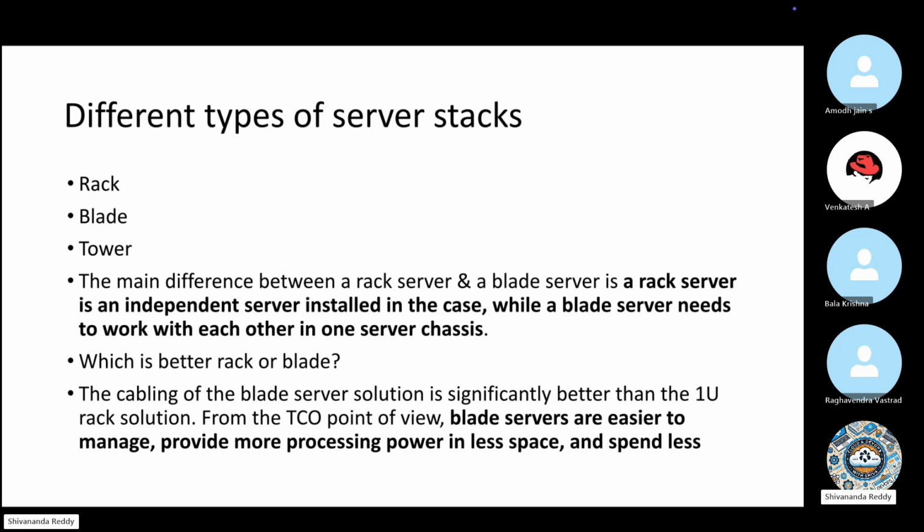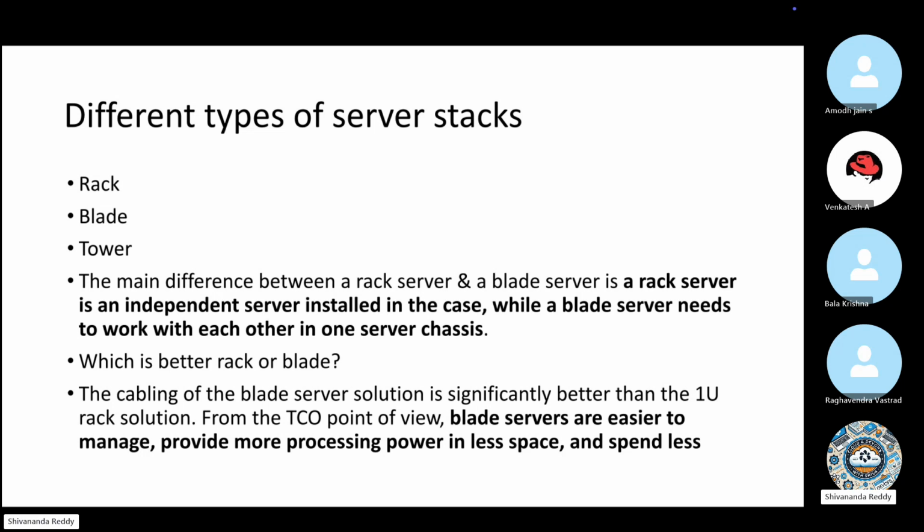So if you ask which is better, rack or blade: the cabling of the blade server solution is significantly better than that of the one-unit rack solution. From the TCO point of view, blade servers are easier to manage, provide more processing power in less space, and take less time. If you compare rack and blade, both are servers only, but blade server is better. Why? Because a blade server consumes very little space and provides more power. That's the reason it is better.